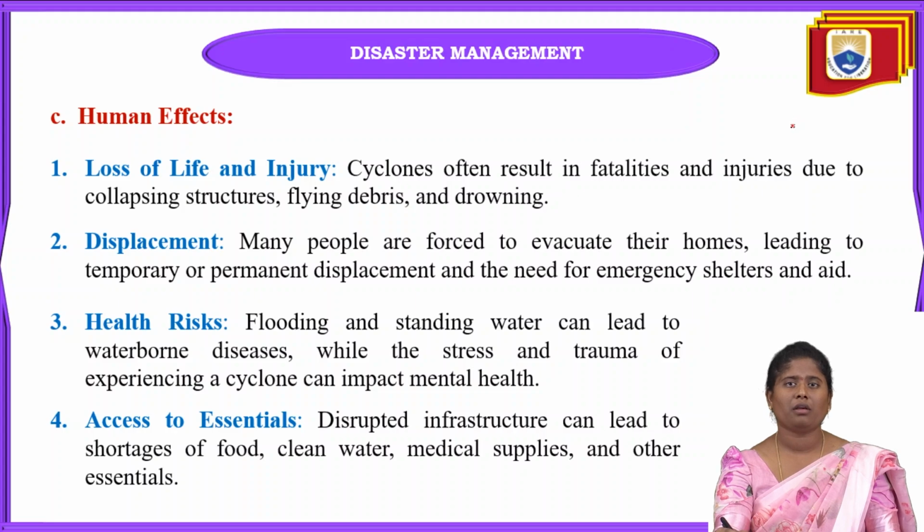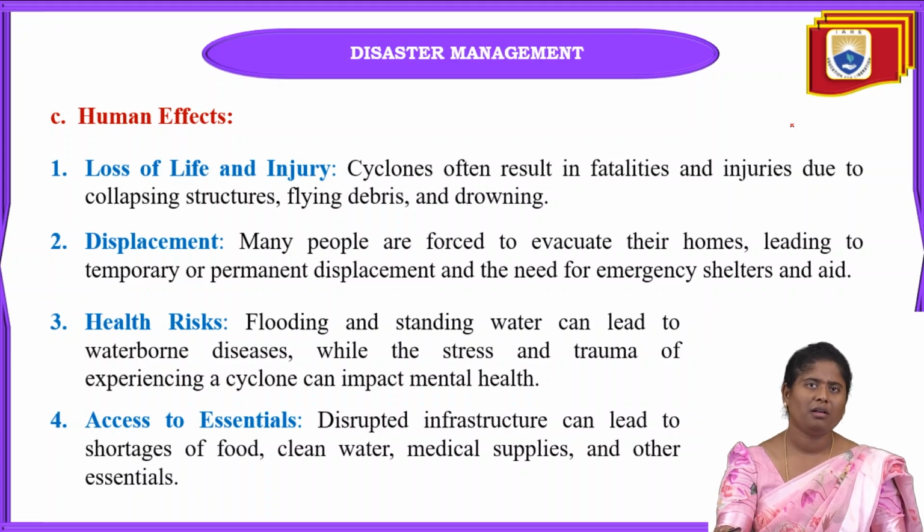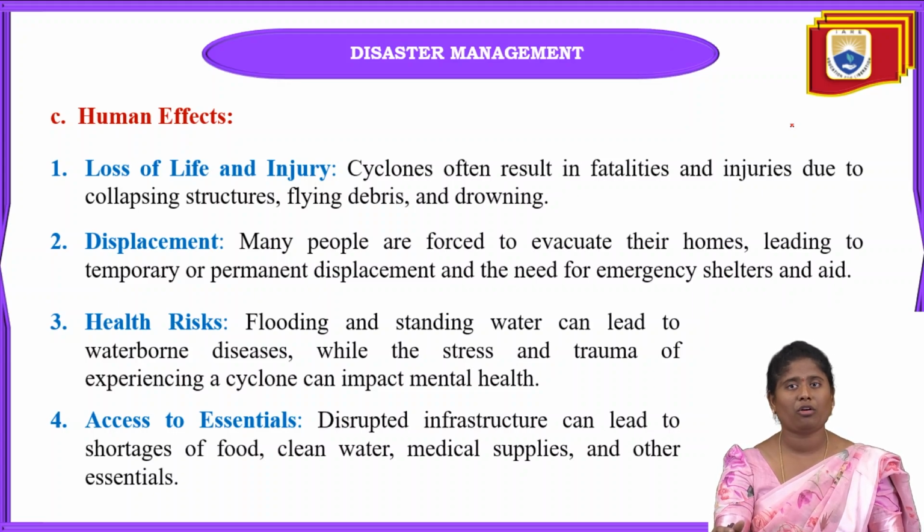And the next one is human effects. Because of these cyclones, what are the human effects? What is the impact of this cyclone on humans? First one is loss of life and injury. Cyclones directly result in fatalities and injuries due to collapsing structures, flying debris, and drowning.